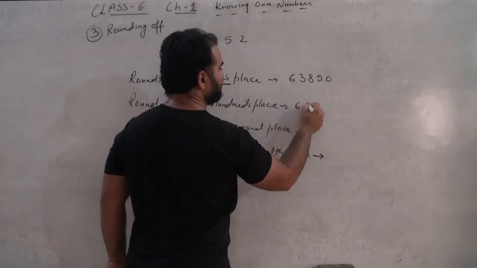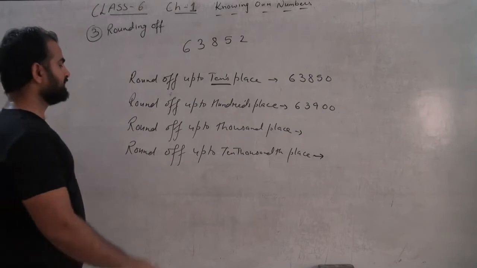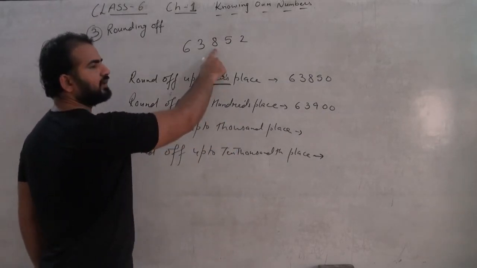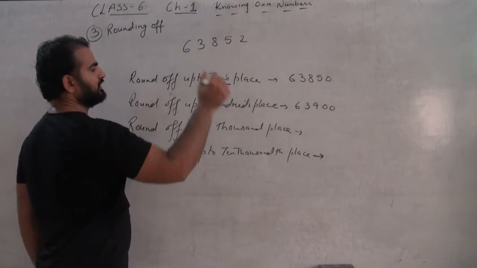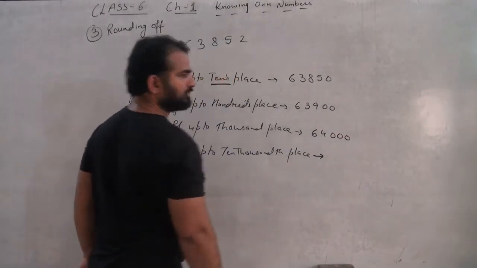6, 3, 9, 0, 0. Okay. Next, round off up to 1000th place. So we have to take a look at the 100 place. It is 8, then 1 will be added at the 1000 place. It will be 6, 4, 0, 0, 0.